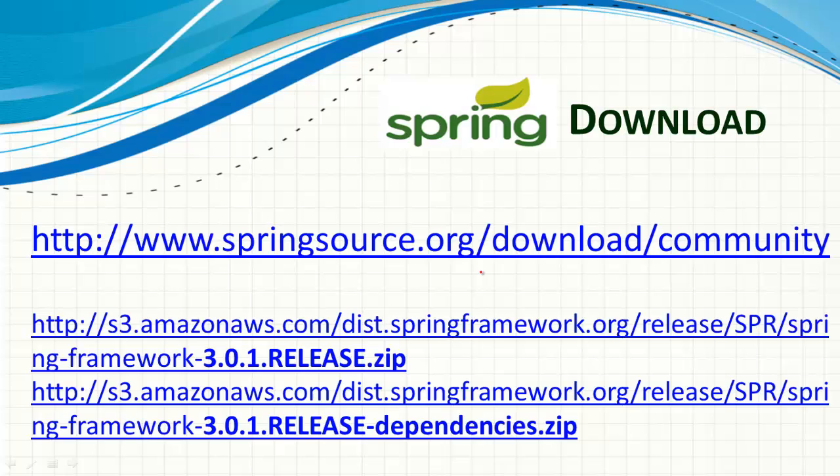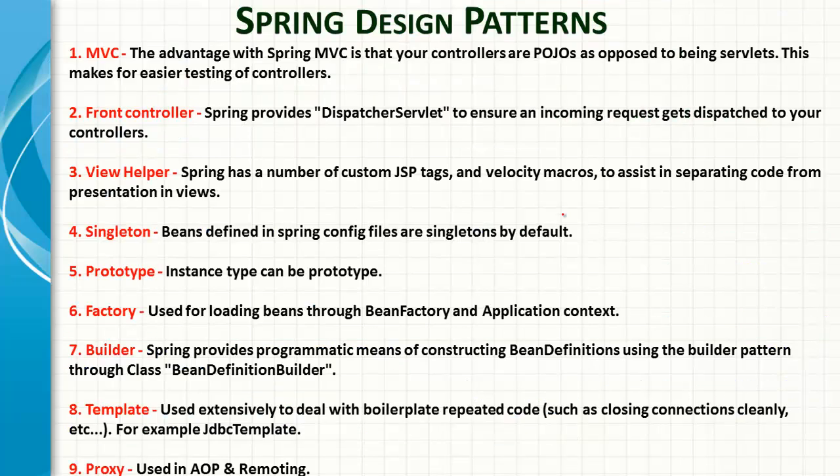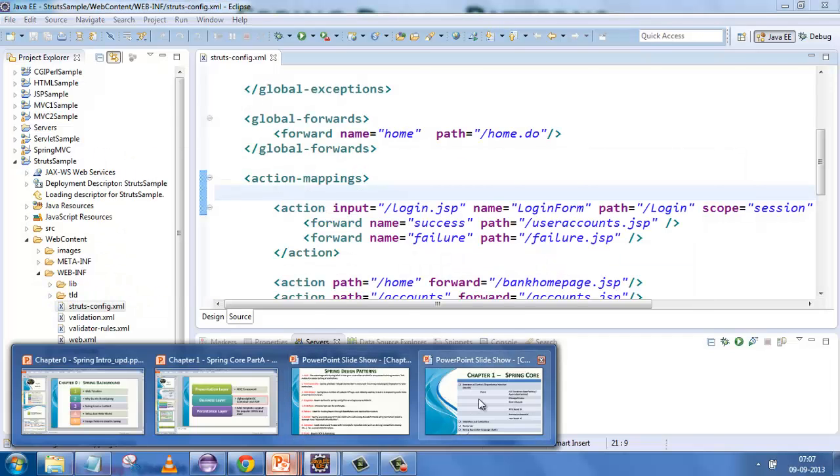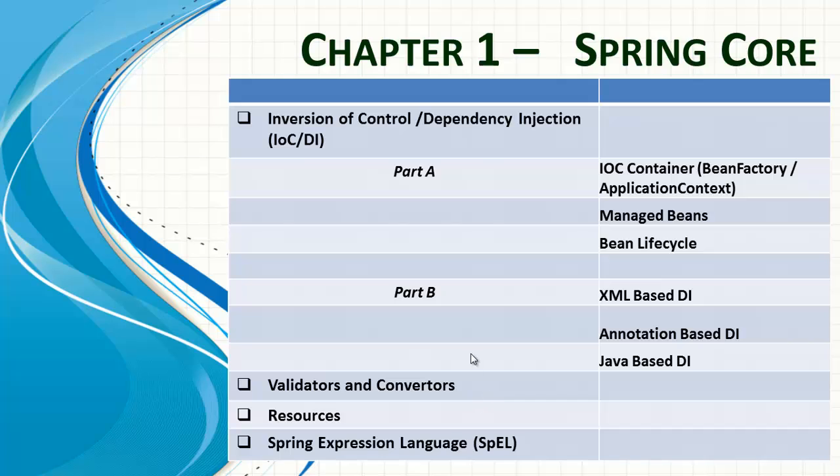If you want, instead of the Eclipse plus Tomcat combination, you can use STS plus VMware, which is built on Tomcat itself. Design patterns used in Spring are MVC, front controller, view helper, singleton, prototype, factory, builder, templates and proxies. These are the things that we have covered till now, and now we are going to move on to Spring chapter 1. Let's begin now.